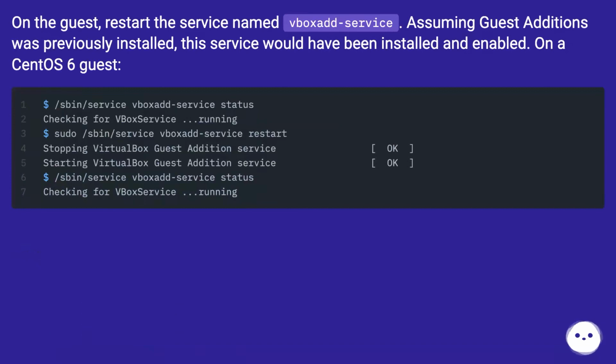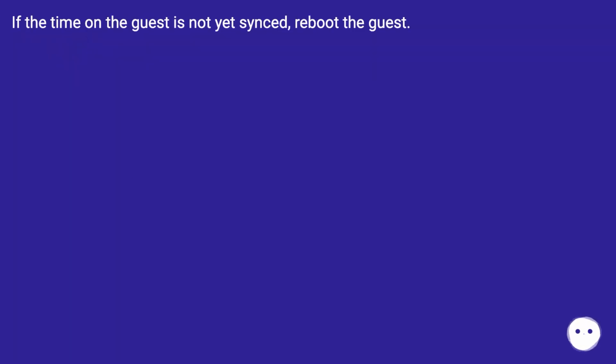on the guest, restart the service named vboxadd service. Assuming Guest Additions was previously installed, this service would have been installed and enabled. On a CentOS 6 guest, if the time on the guest is not yet synced, reboot the guest.